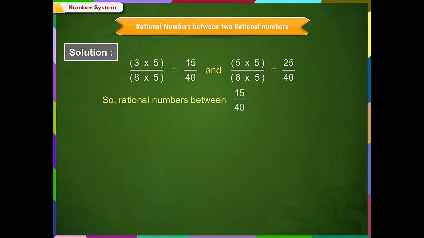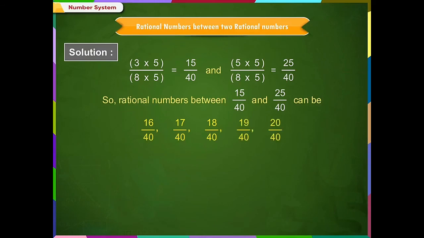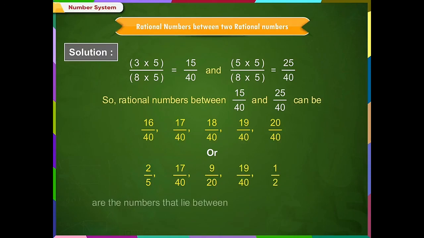So rational numbers between 15 by 40 and 25 by 40 can be 16 by 40, 17 by 40, 18 by 40, 19 by 40, 20 by 40, or 2 by 5, 17 by 40, 9 by 20, 19 by 40, 1 by 2 are the numbers that lie between 3 by 8 and 5 by 8.